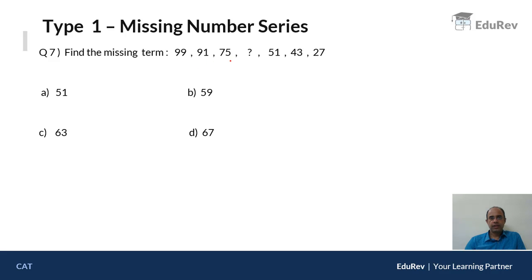99, 91, 75, question mark, 51, 43, 27. Now we need to understand what type of series this is. Most commonly, let us find the difference. Here the difference is 8. Here the difference is 16. Again here the difference is 8. Here the difference is 16. So we are observing 8, 16. Here the difference would be 8 and the next difference would be 16.